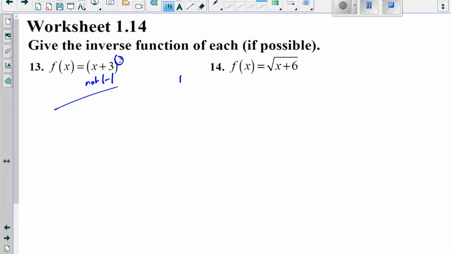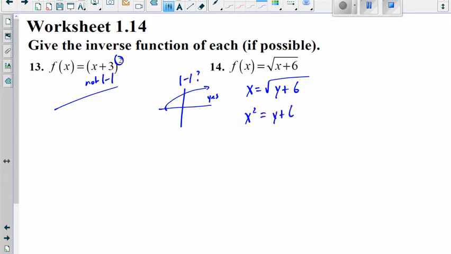14, let's check. One-to-one. That's a square root, means it's a half parabola. Starts over here at -6 and goes that way. That's one-to-one, so we're good. We can switch x and y. X equals square root y plus 6. Backwards, square both sides. That gets rid of the square root. Subtract 6. X squared minus 6 equals y. It's a nice little parabola for us.